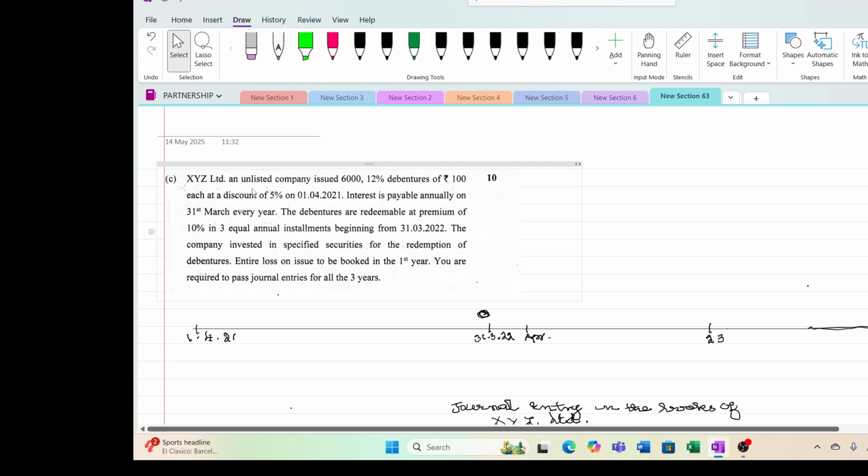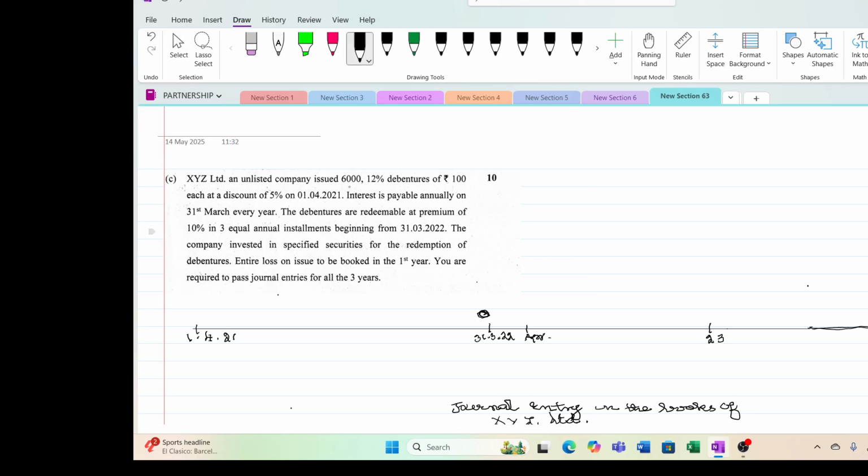XYZ Limited, an unlisted company, issued 6,000 12% debentures. When you know that it is an unlisted company, you have to create DRR as well as DRRI. That is Debenture Redemption Reserve and Debenture Redemption Reserve Investment. Both you have to create.